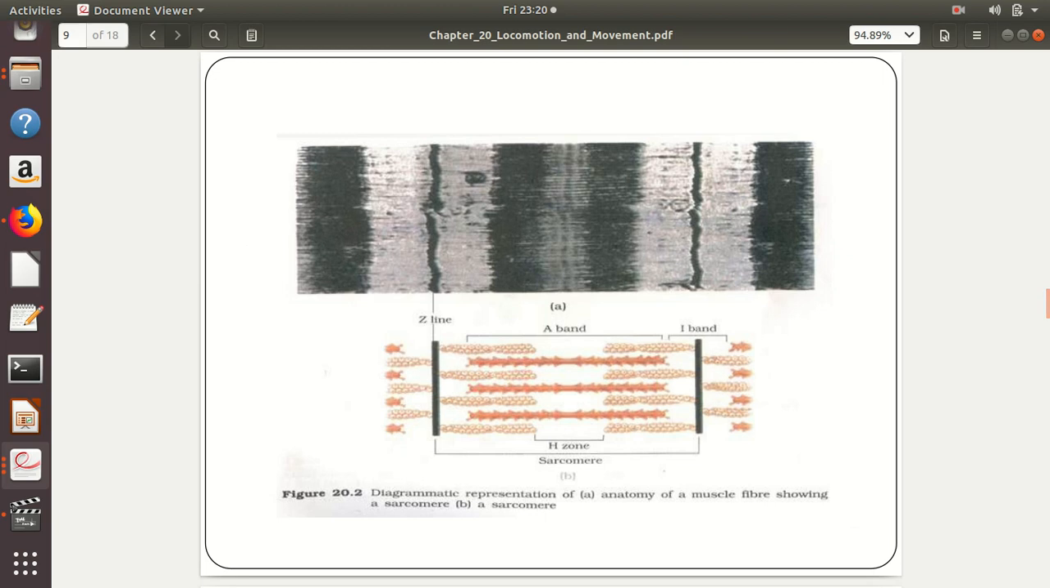You can notice here the anatomy of the muscle fiber in diagram A, showing a sarcomere. Diagram B is a sarcomere. You can notice the Z line, and there is a dark band and a light band. The A band, that is the anisotropic band, and the I band, that is the isotropic band. The anisotropic band is darker in color and the I band is lighter in color.